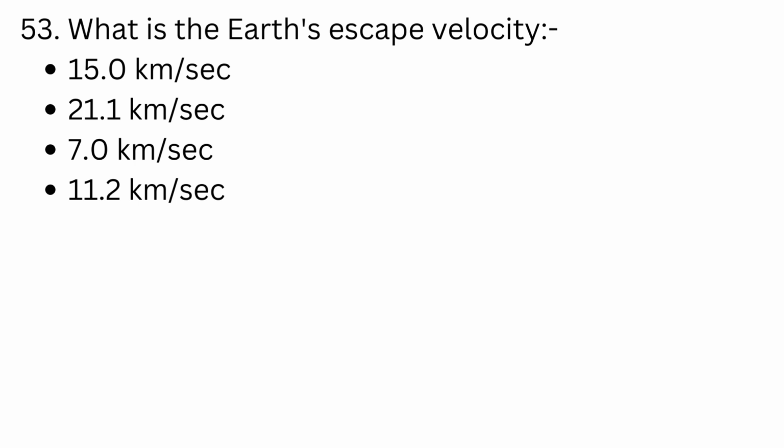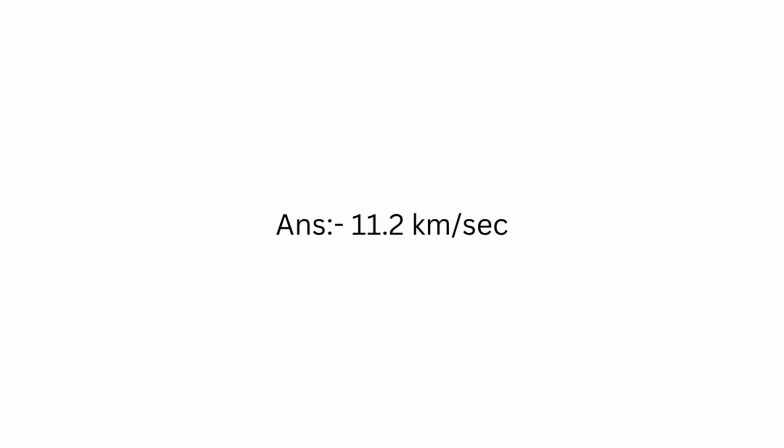Next question is, what is the Earth's escape velocity? Options are 15 km per second, 21 km per second, 7 km per second, or 11.2 km per second. And the right answer is 11.2 km per second. It means if you throw an object with a speed of 11.2 km per second, it will go out of our atmosphere.